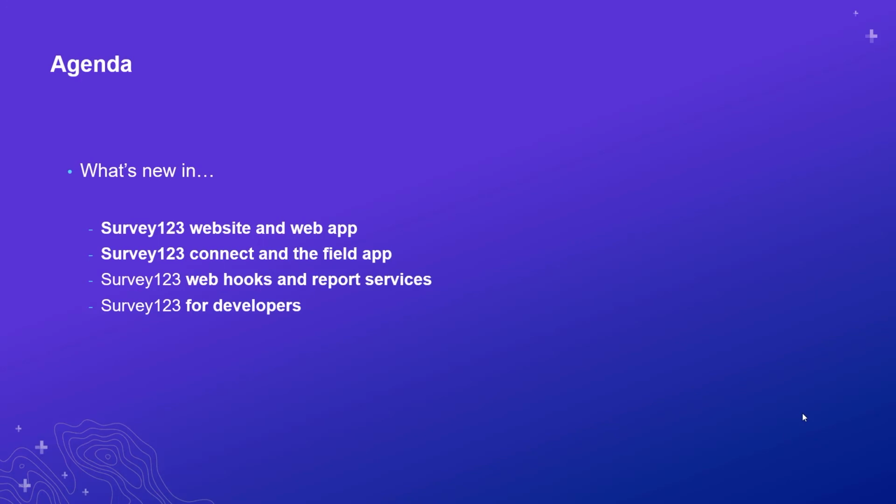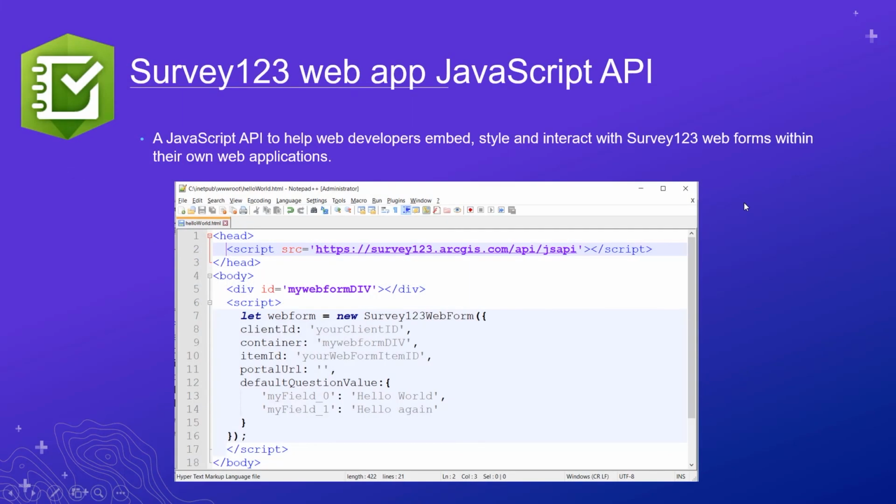Our next topic is what's new in Survey123 for developers. And for this one, I want to start with the new Survey123 web app JavaScript API. This is an API to help web developers embed, style, and interact with Survey123 web forms within your own web application. You can see here a snippet of code showing the simplest possible integration.